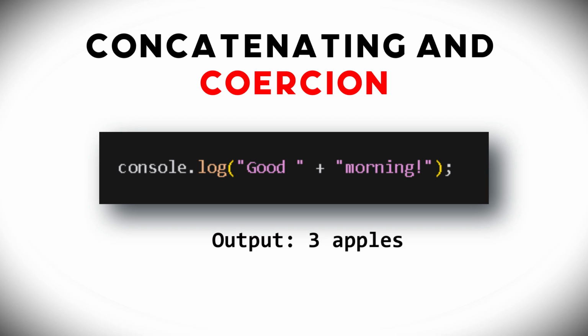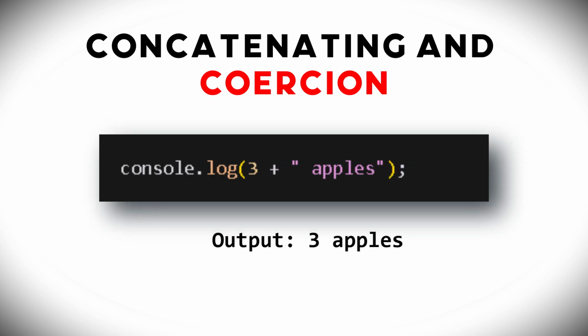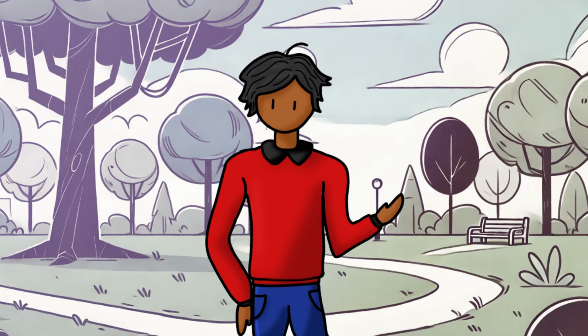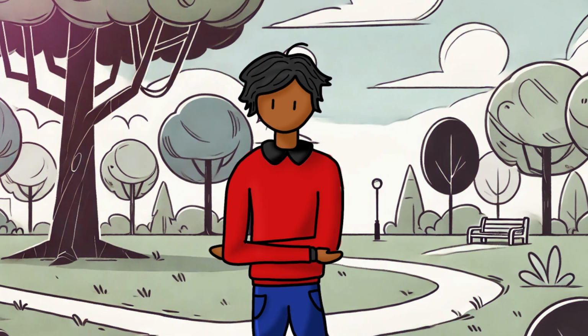This is where coercion usually happens when you use a different value type with another. For example, here console.log 3, which is a number value, is added to apples, which is a string, and it outputs 3 apples because the number 3 is coerced or converted into a string and concatenated.